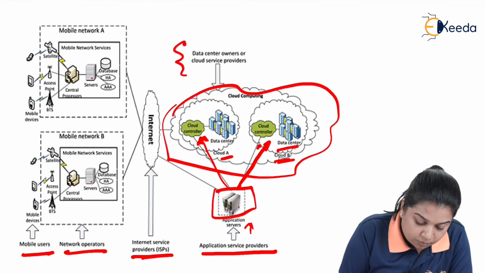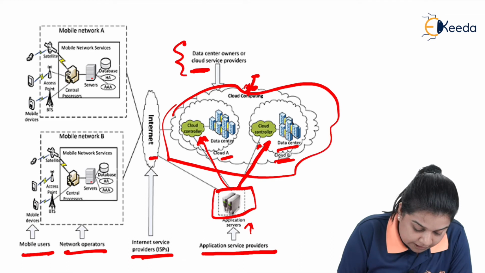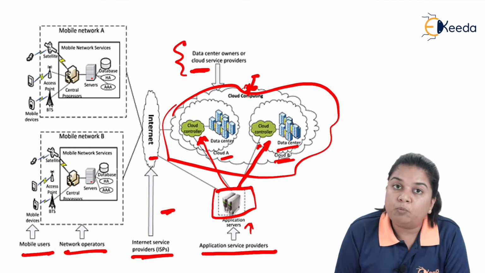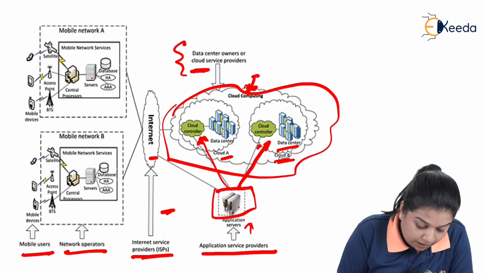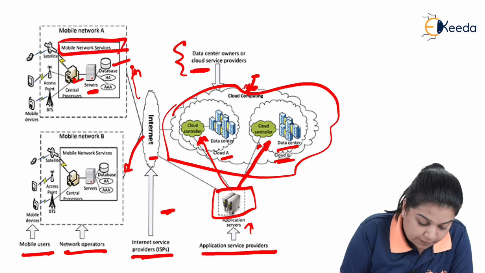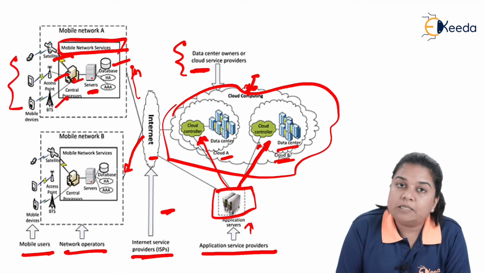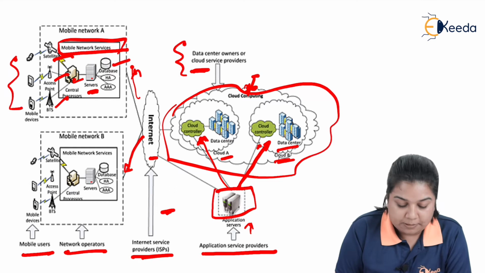Now these data center owners or cloud service providers come here into the cloud computing. Now this interacts with the internet, because internet is required for mobile cloud computing whenever we want to access that data. Then this mobile network B, mobile network A, has its own servers, databases, and central processing units. These are mobile network services. Then with the help of satellite, access points or BTS, it is delivered to the mobile devices of the end users or the clients.